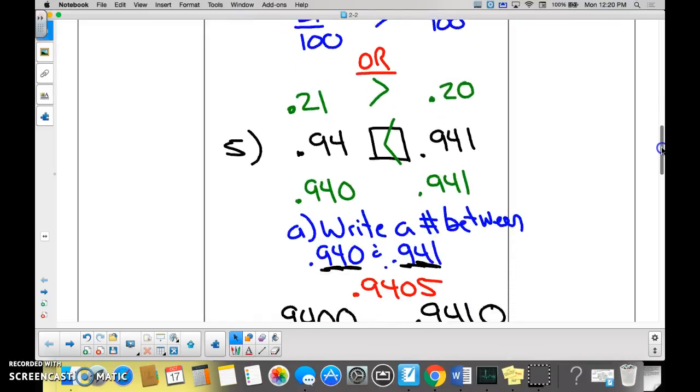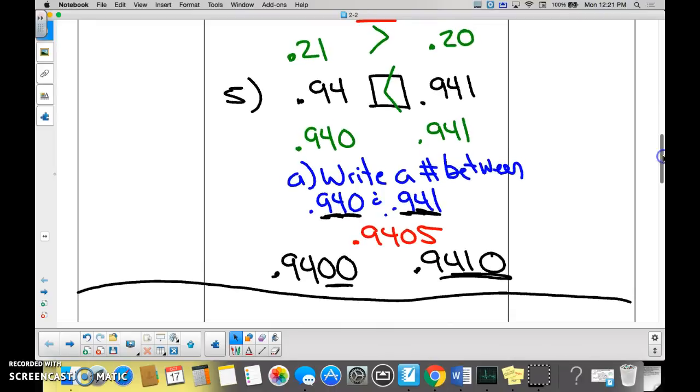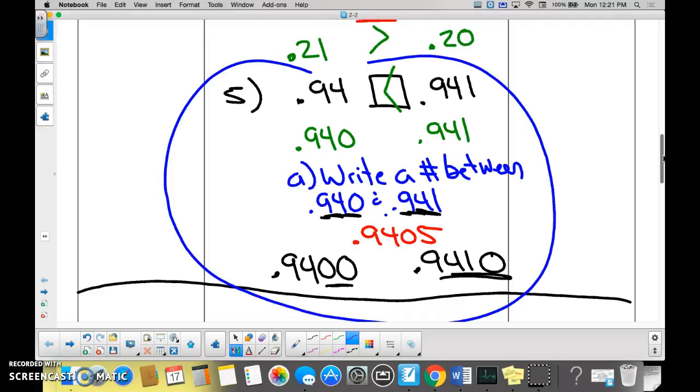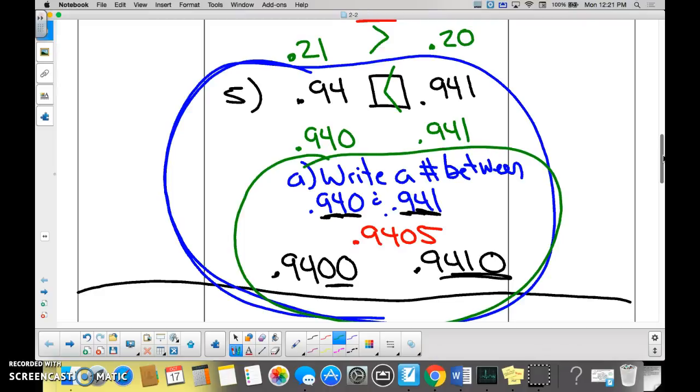And then number 5, I think this is probably one of the more challenging ones. We talked a lot about when you have decimals, it is super important that you even out the place values so that you can A, compare them, B, order them, C, find what is in the middle of them. This part probably was the most challenging part of the entire set of notes.